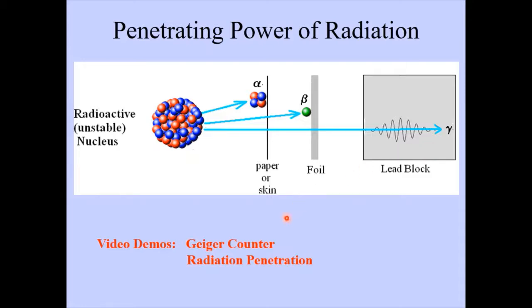So let's take a look at a couple of videos. You're first going to learn how an instrument called a Geiger counter works. The purpose of a Geiger counter is to detect radiation like the alpha, beta, and gamma. And then you'll see a demonstration of the radiation penetration.